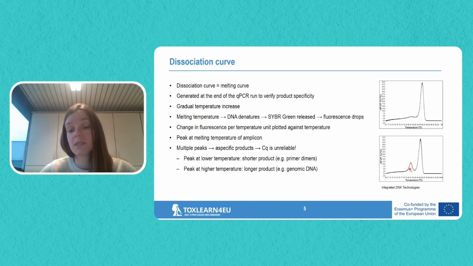In this case, we see that the second peak is more towards the left, which means that it's a product with a lower melting temperature. So it's very likely a shorter product, and this will most likely be primer dimers. On the other hand, you could also see a second peak at a higher temperature, and this would indicate a longer product. And this could, for example, be genomic DNA, and I will come back later on why this is the case.